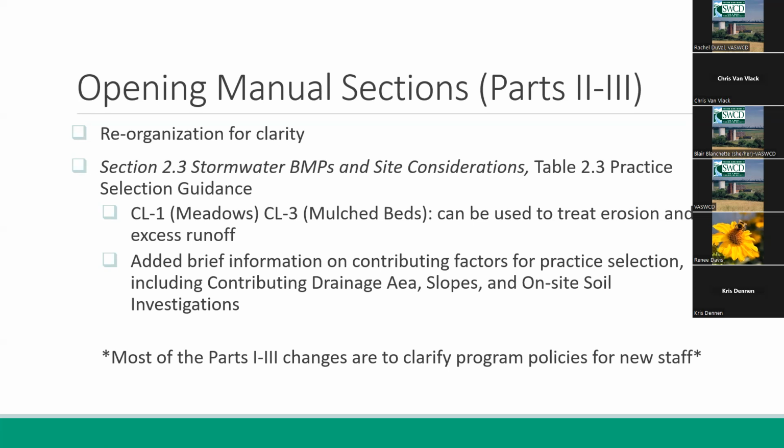There are 3 categories of use for our BMP. So it might be an inappropriate BMP for the resource concern, maybe not ideal, but can work in some circumstances, and is an ideal BMP for that resource concern. So meadows and mulch beds are now listed as, depending on site conditions, they can be used to treat erosion and excess runoff. This is what we were seeing on the ground, so we just wanted to align the manual with that.